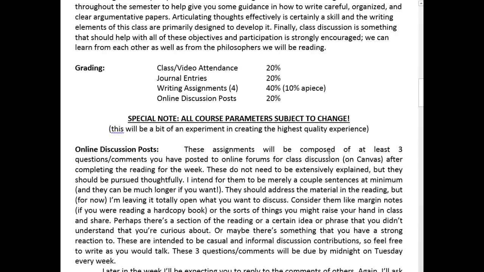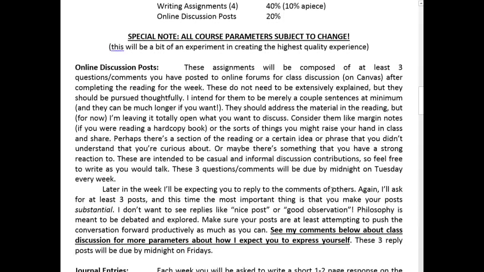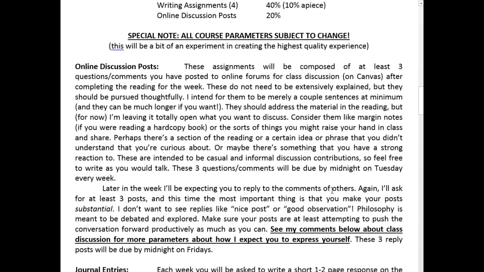Let's go back to the syllabus here and talk about these online. I'm going to skip the writing assignments for right now. Let's talk about the online discussion posts. I'm still kind of trying to figure out how to make these work with Canvas, but I have this basic format. I was sharing a little bit about where this came from, from my normal way of teaching the class, where it's an on-campus class every day.